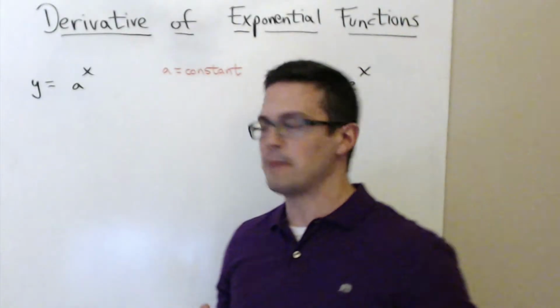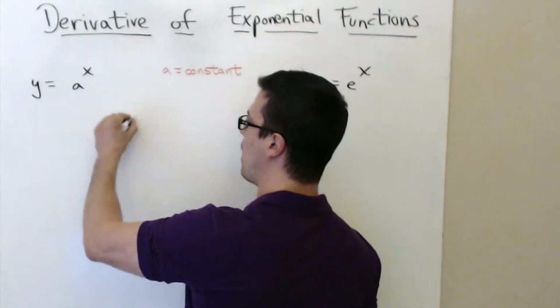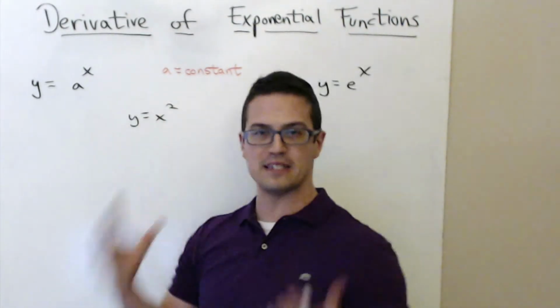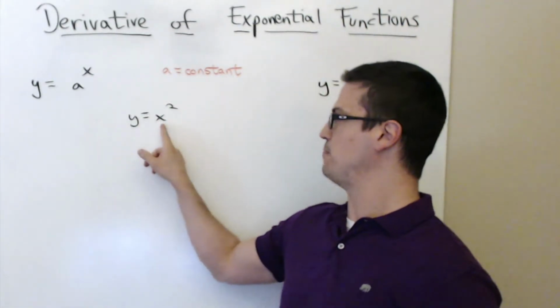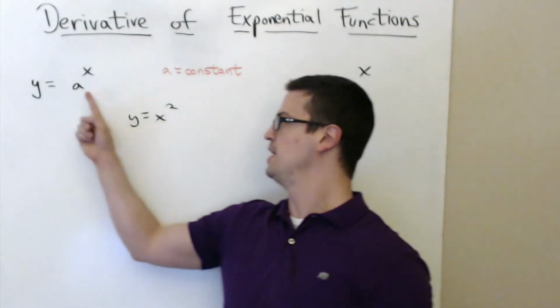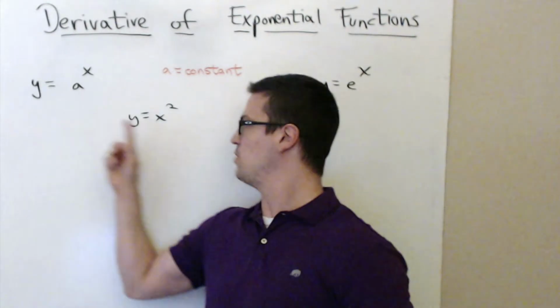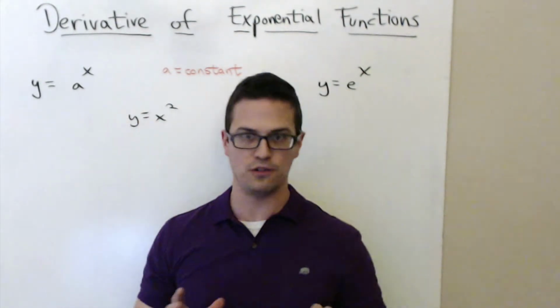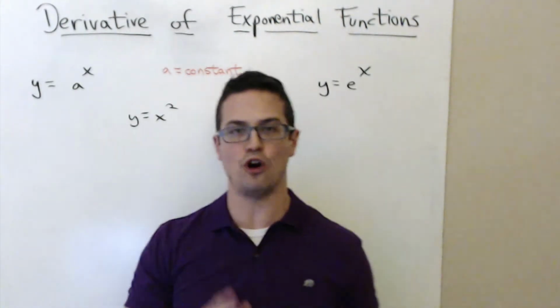Now this is different than a power function such as y equals x squared. If you notice the difference between these, they're very similar, but x in this case is the base and x over here is the exponent. 2 is a constant for the power function, and then over here this a is the constant. So exponential functions are different than power functions. You do not want to get those two confused because the same rules don't work for each of them.